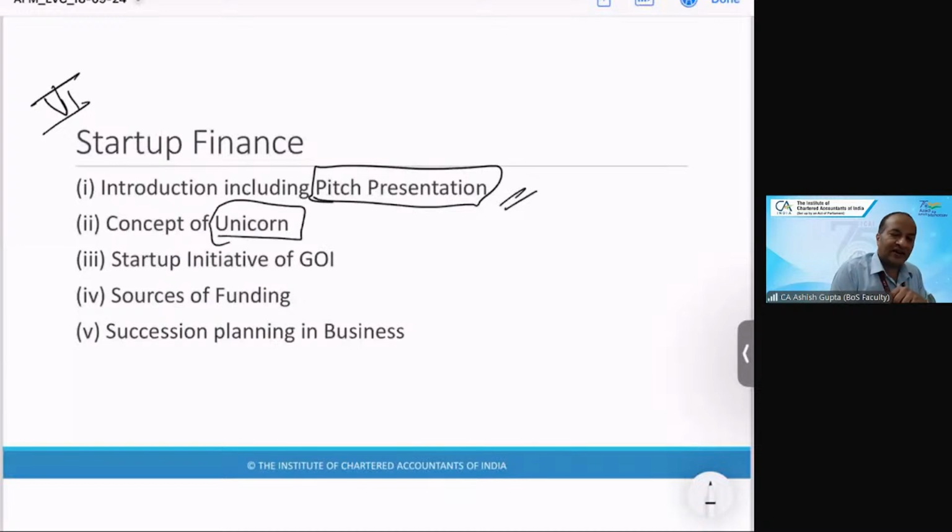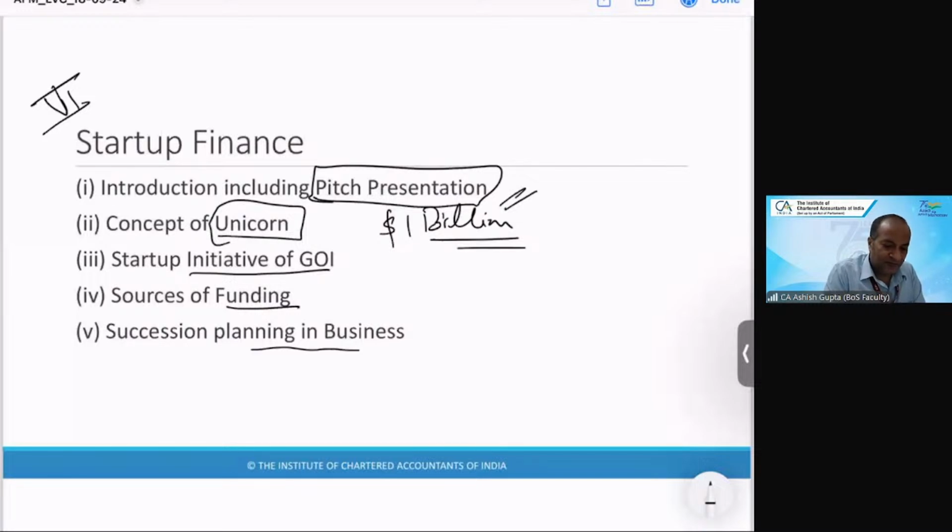Concept of unicorns: any private limited company whose shares are not listed and having a value of more than $1 billion. Okay, this is called the concept of unicorn. Then we discuss, theoretically, the startup initiatives of the Government of India, and sources of funding. Then it comes to succession planning in the business.